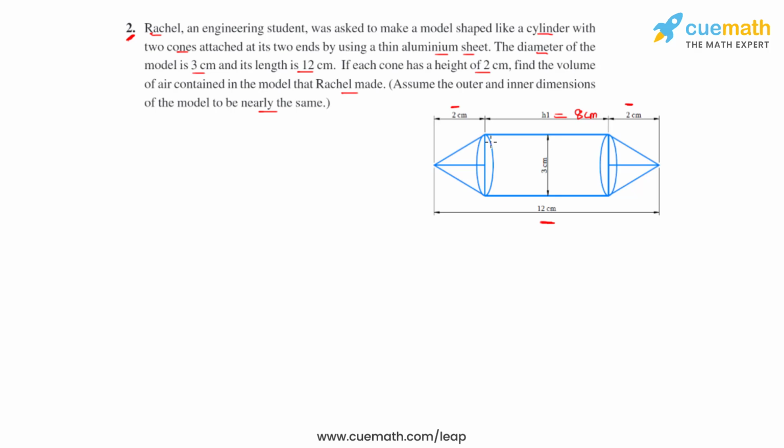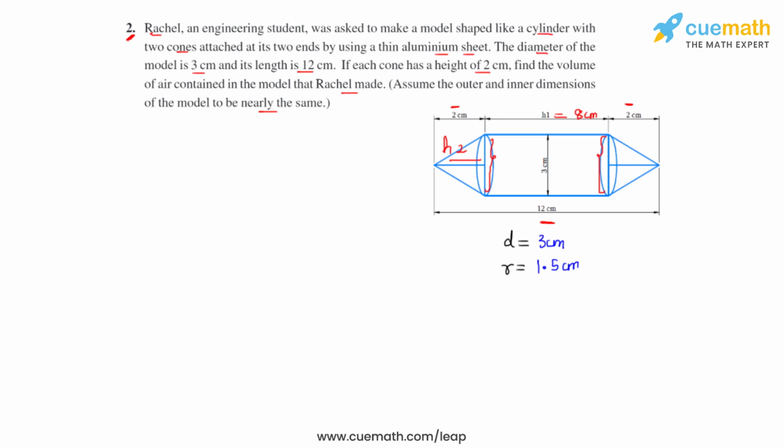Now, the diameter is the same for both the cylinder and the cone. The diameter is equal to 3 centimeters, as given in the question. So the radius will be half of it. 3 by 2 gives us 1.5 centimeters. We have taken H1 as the height of the cylinder, and we can take H2 as the height of each of the cones, which is already given as 2 centimeters.